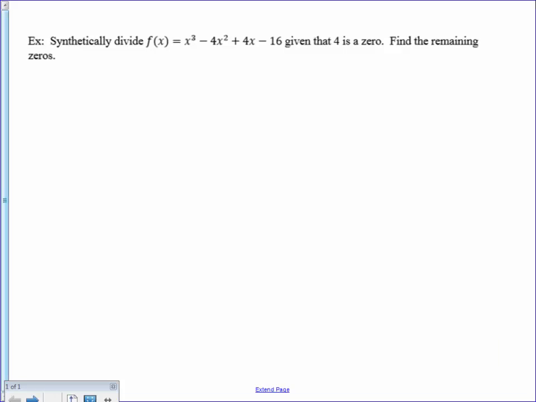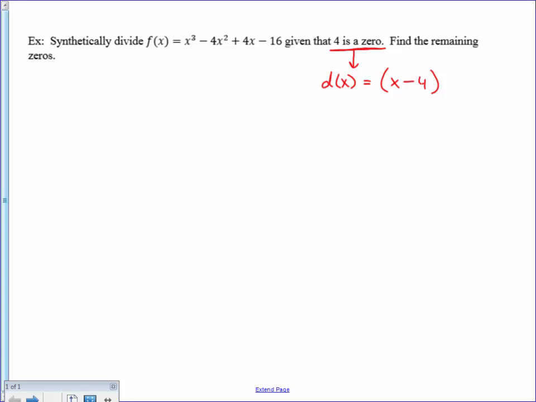In this example, I have been asked to synthetically divide f of x given that 4 is a 0. Now notice here that they haven't given us a divisor, but if I know that 4 is a 0 of f of x, then I know that a divisor is x minus 4. And then it also indicates to find the remaining zeros after I've done the division.